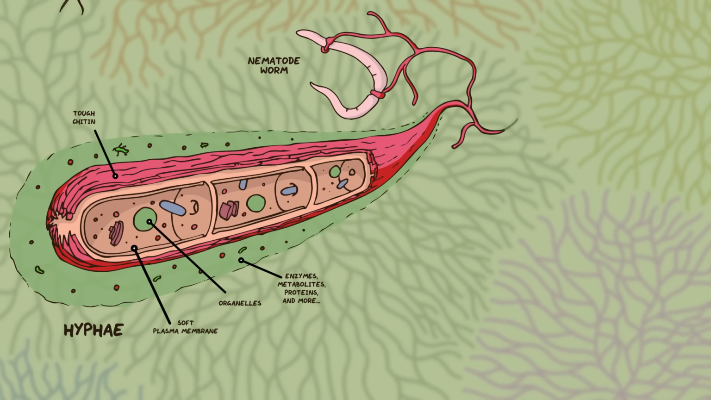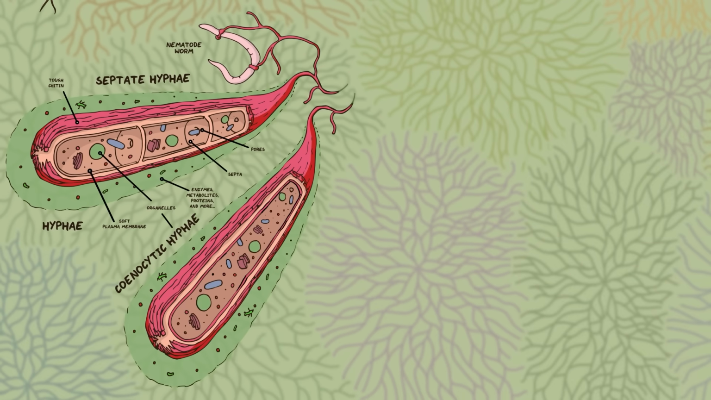Hyphae come in two main types. Septate hyphae have filaments that are divided into compartments by cross walls called septa, which have got pores in them to let cytoplasm and some cellular components between the cells. Coenocytic hyphae, also known as aseptate hyphae, are fungal filaments that lack the cross walls, where all the cell organelles and nuclei are freely flowing, essentially making the entire mycelium one giant cell.